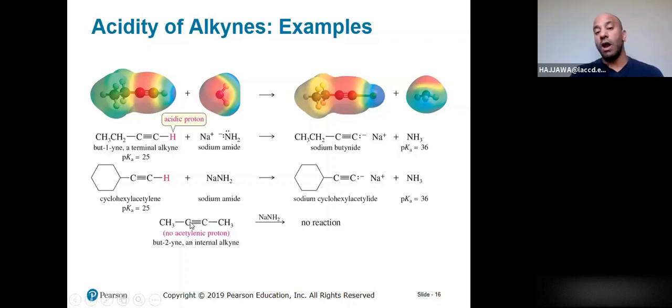As we mentioned, internal alkynes don't have a hydrogen to be deprotonated. Therefore, if one reacts with sodium amide, it's not going to deprotonate that alkyne. It's going to be basically no reaction. Think of it this way: the pKa of an alkane is 50. The pKa of the corresponding ammonia, if we assume it's going to react, is 36. The equilibrium will favor the reactant side.